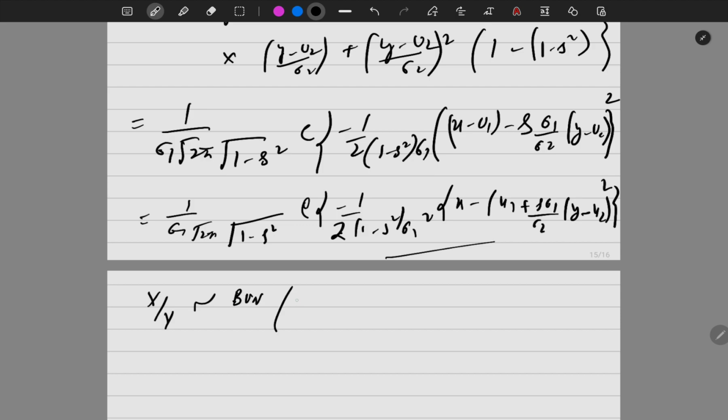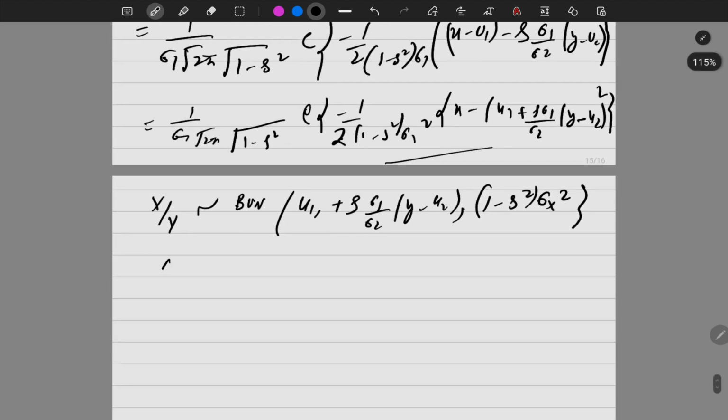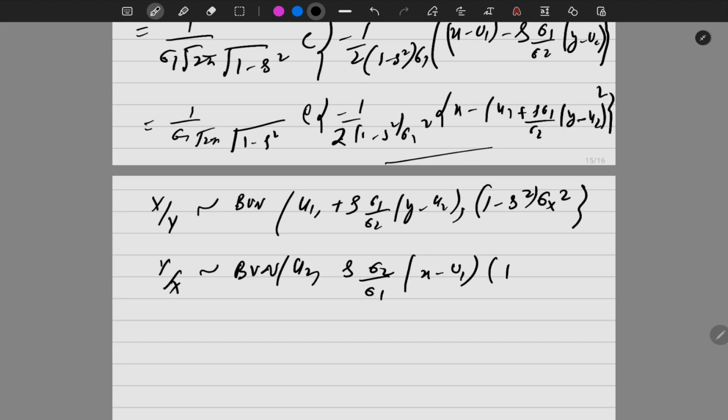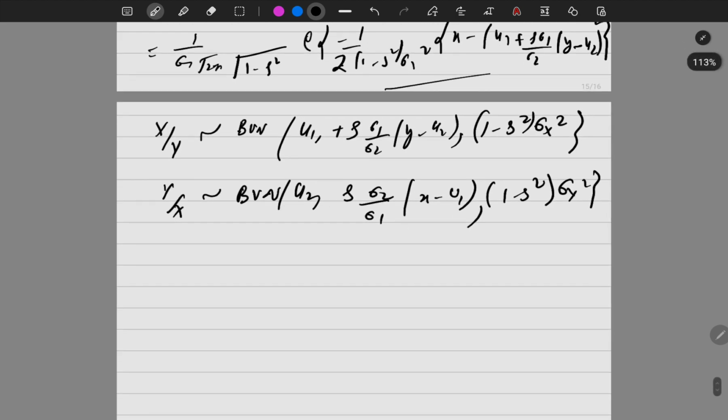bivariate normal with mu 1 plus rho sigma 1 upon sigma 2 (y minus mu 2) comma (1 minus rho square) sigma x square. Similarly, y given x follows bivariate normal with mean mu 2 plus rho sigma 2 upon sigma 1 (x minus mu 1) and variance (1 minus rho square) sigma y square. From here you can get expectation and variance easily.